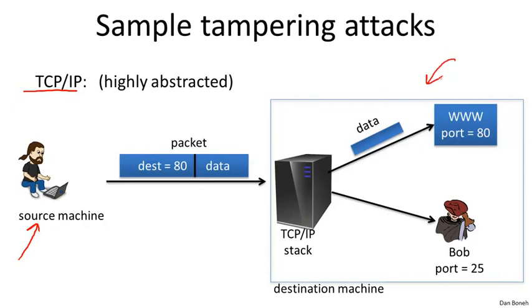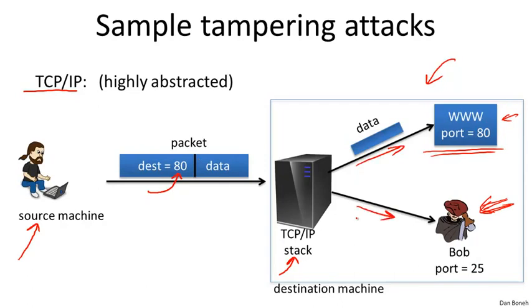The server, of course, has a TCP/IP stack that's receiving packets, and then based on the destination field in those packets, it forwards the packets to the appropriate place. Here we have, for example, two processes listening to these packets. A web server over here, and another user, we'll call him Bob, over here. The web server listens on port 80, and Bob listens on port 25. When a packet comes in, the TCP/IP stack looks at the destination port. In this case it would be destination 80, and as a result the stack forwards the packets over to the web server. If the destination port said port 25, the TCP/IP stack would forward the packet over to Bob, who's listening on port 25.